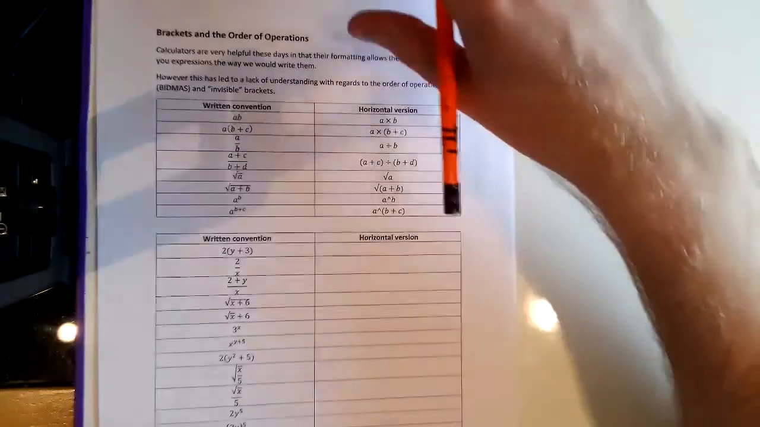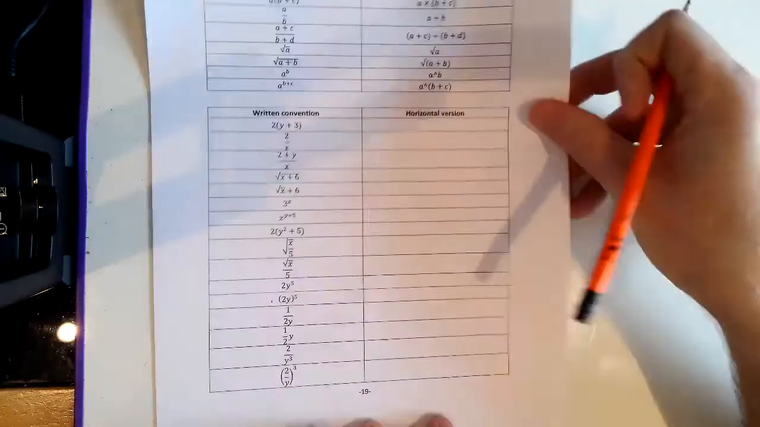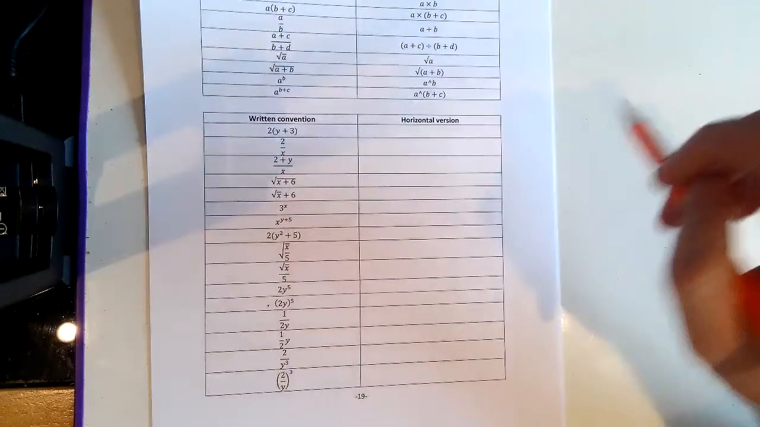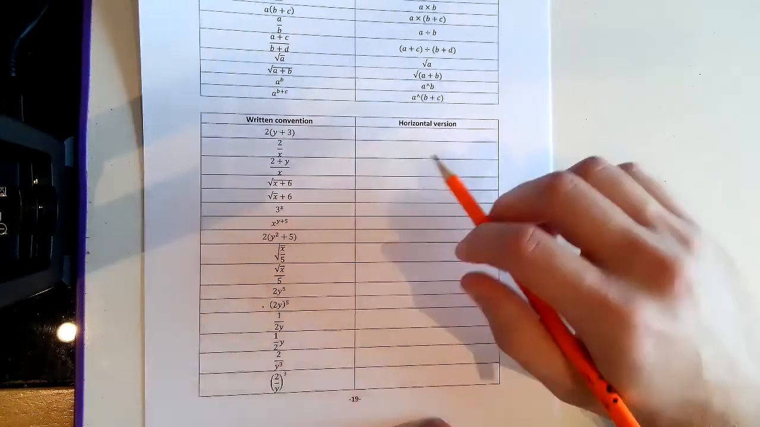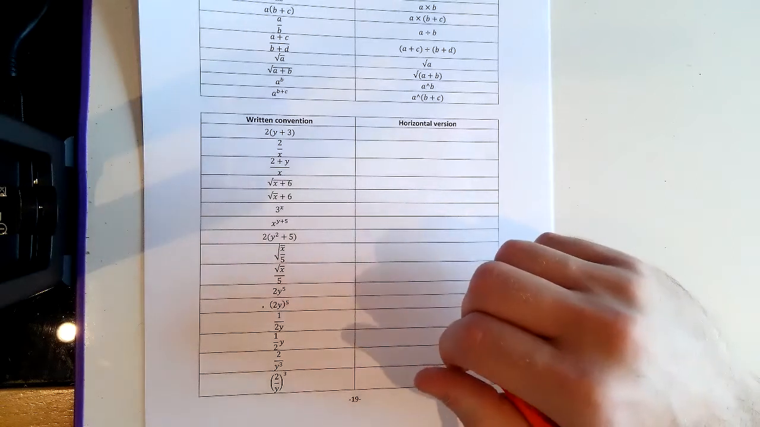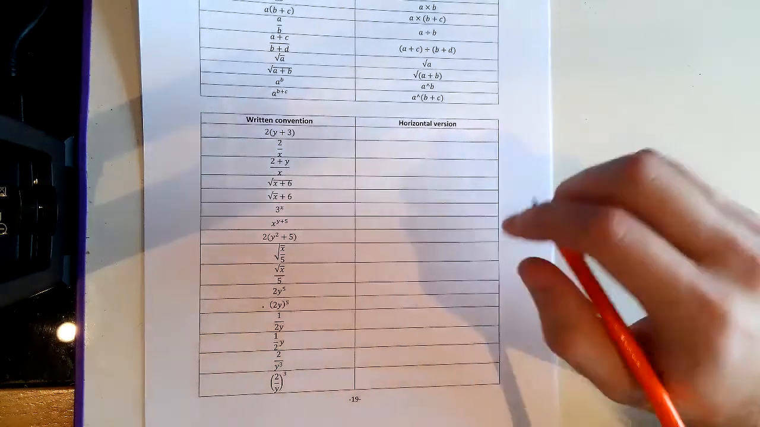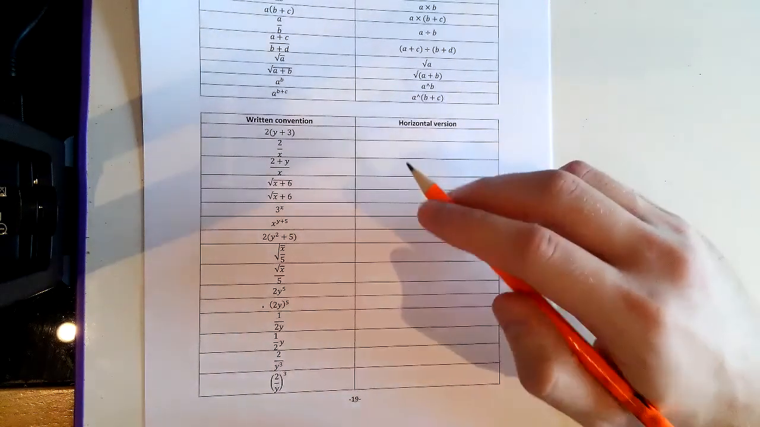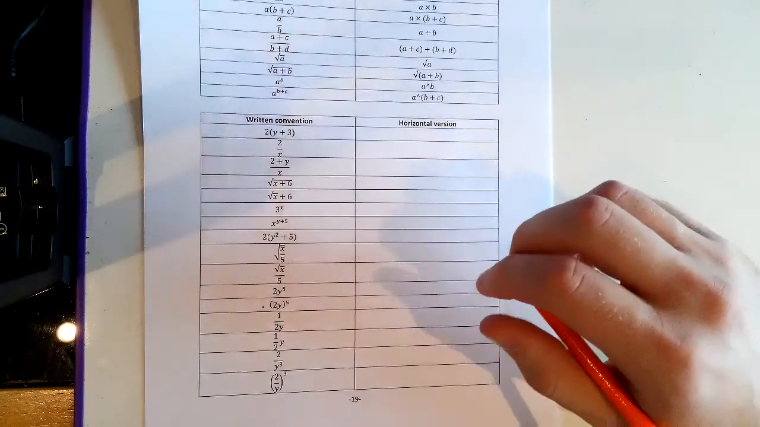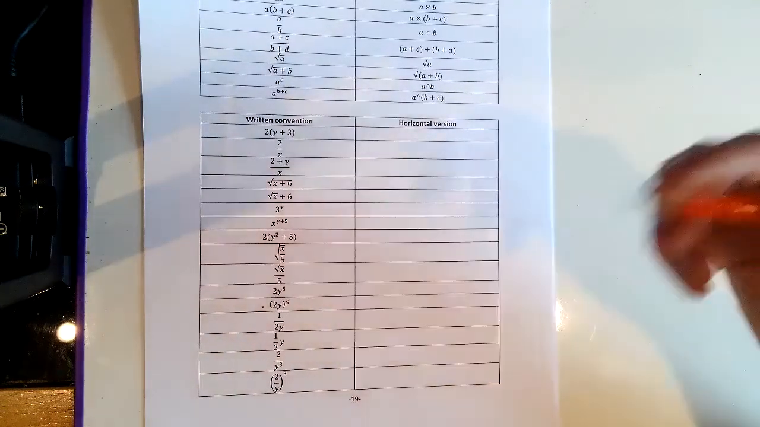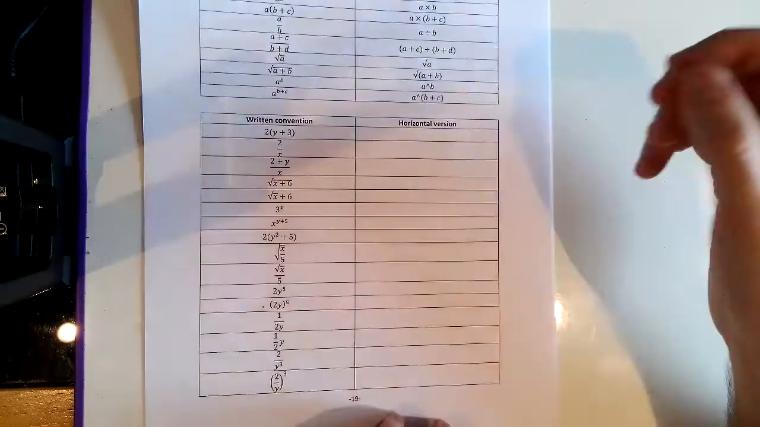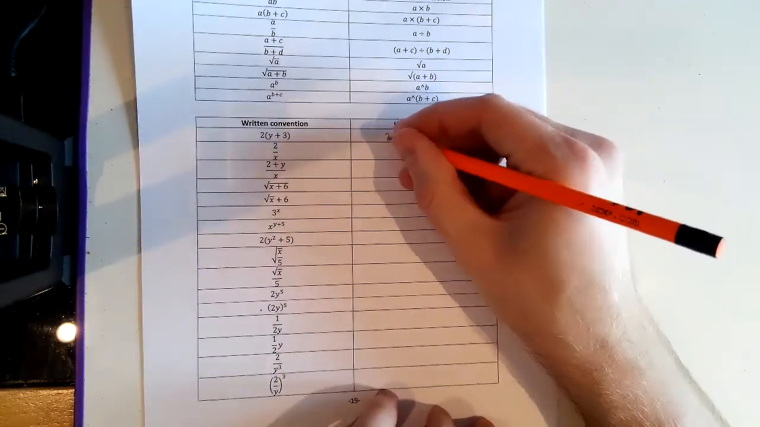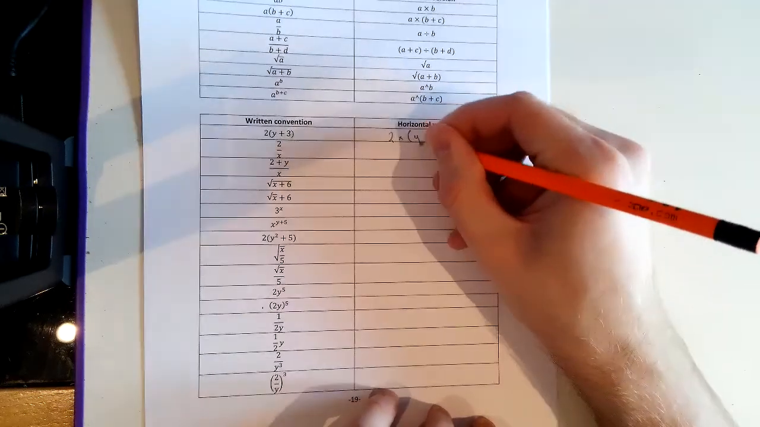So all we're going to do is have a go at looking at the written convention and try and write it using a horizontal version. So how would we type these in a calculator 15, 20 years ago? If you want to have a go at some of them yourself, press pause. If you want to work through a few with me, then carry on. It's up to you. So 2 lots of y add 3. We'd have to type that in as 2 times y add 3.